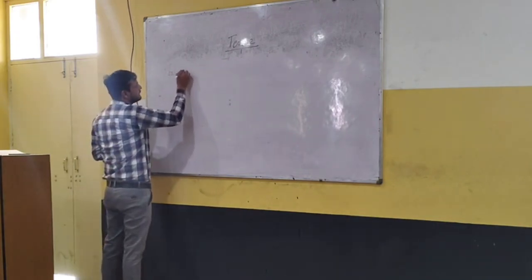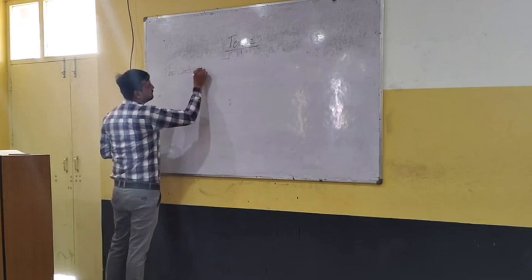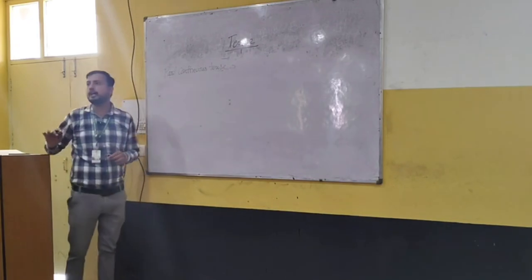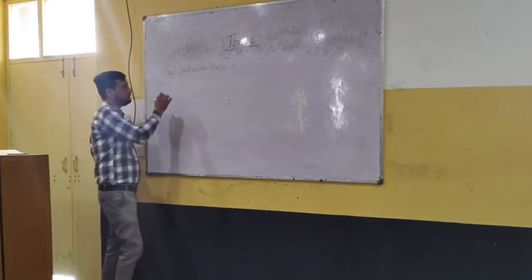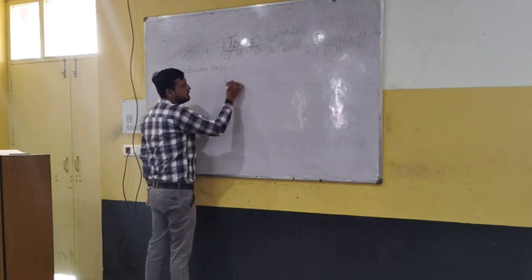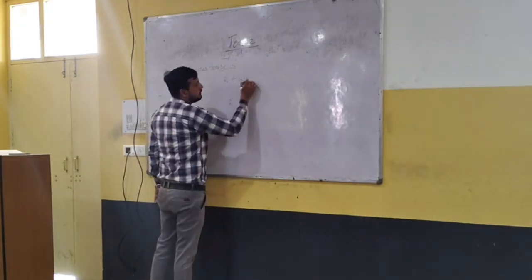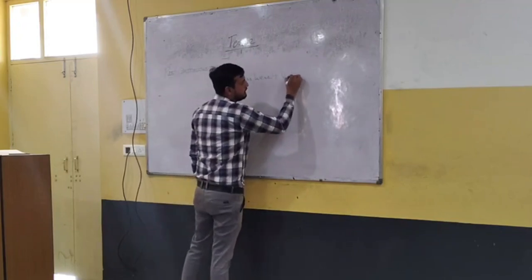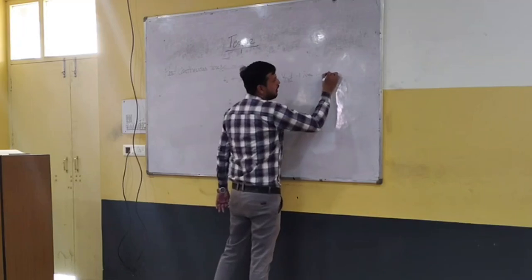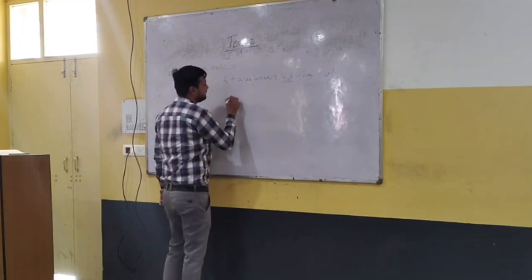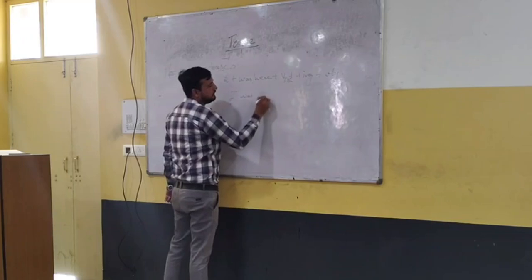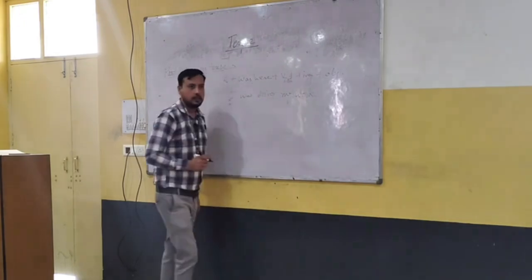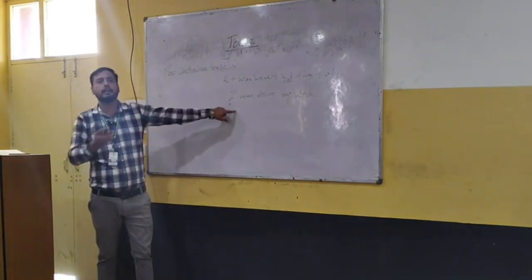Now past continuous tense. Any doubt you have regarding this? Past continuous tense: subject plus was, were plus verb first form plus ing and plus object. For example, I was doing my work. Clear? How will you pronounce what I have written?